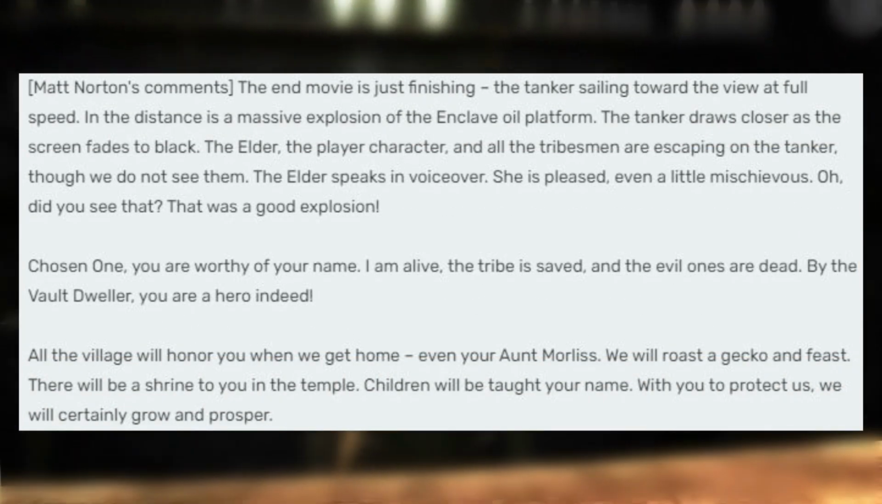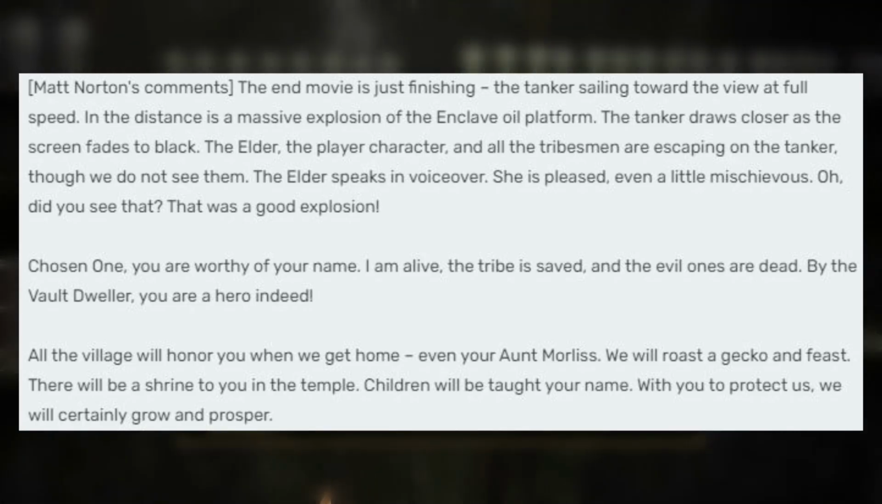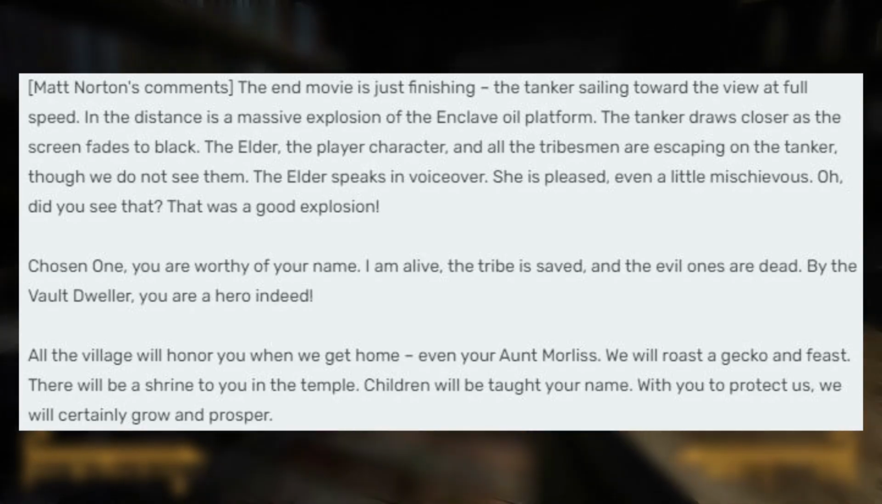These are comments from Matt Norton. The end movie is just finishing, the tanker sailing toward the view at full speed. In the distance is a massive explosion of the Enclave oil platform. The tanker draws closer as the screen fades to black. The Elder, the player character, and all the tribesmen are escaping on the tanker, though we do not see them. The Elder speaks in voiceover. She is pleased, even a little mischievous.